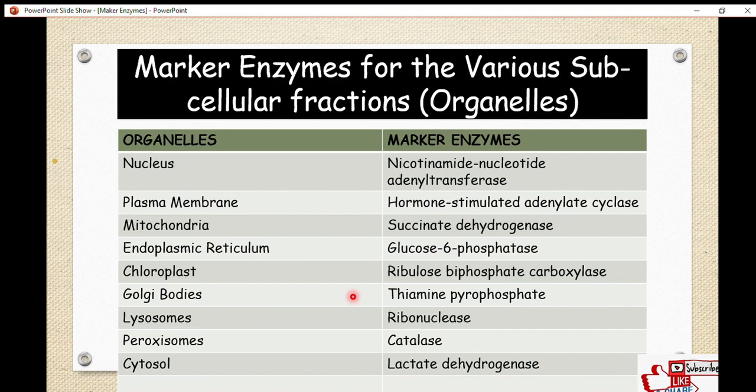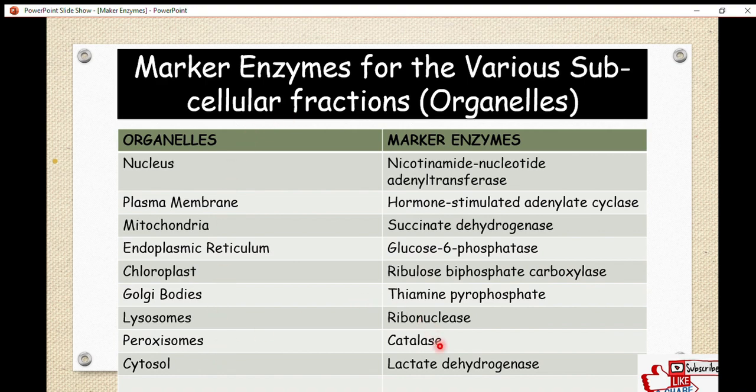So let's continue with lysosomes. We have ribonuclease for lysosomes, and we have catalase for peroxisomes, and finally we have lactate dehydrogenase for the cytosol. So lactate dehydrogenase is the marker enzyme for the cytosol. All right, so these are the various marker enzymes for the specific organelles in the cell.